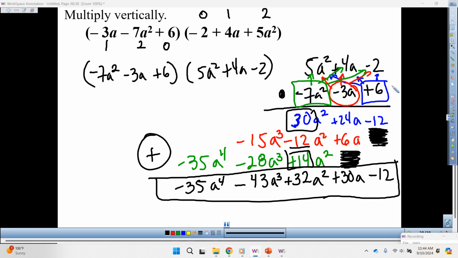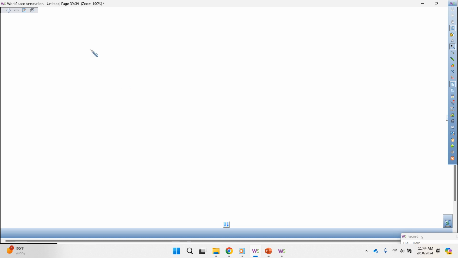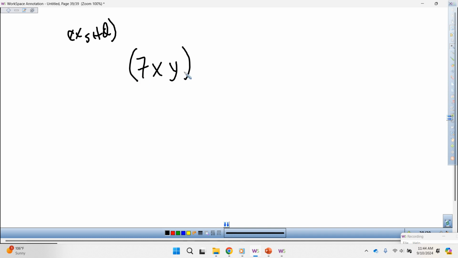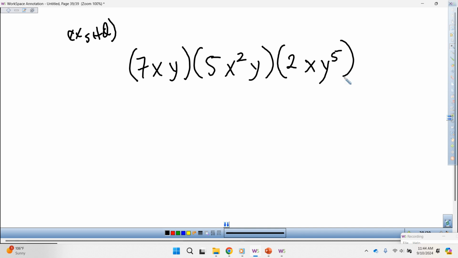So, before we close session, here goes this one. Copy this one down. Example: parentheses 7x y, close parentheses, open parentheses 5x squared y, close parentheses, open parentheses 2x y to the 5th. Monomial, yes. Monomial, yes. Monomial, yes. So what do we do? Talk it over with your neighbor. What would you do with that one?